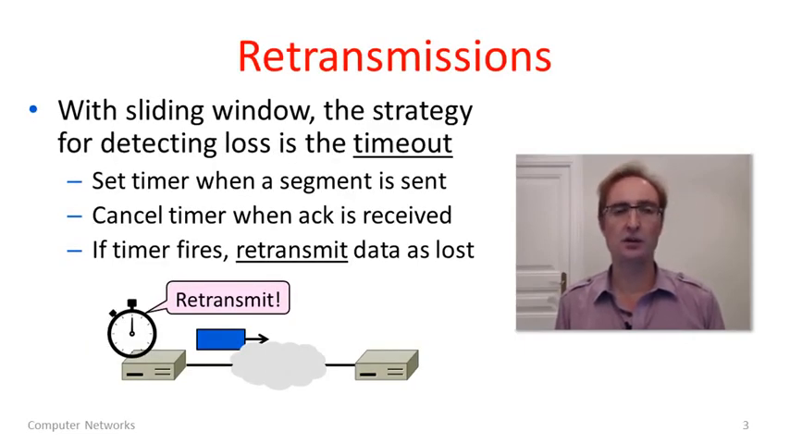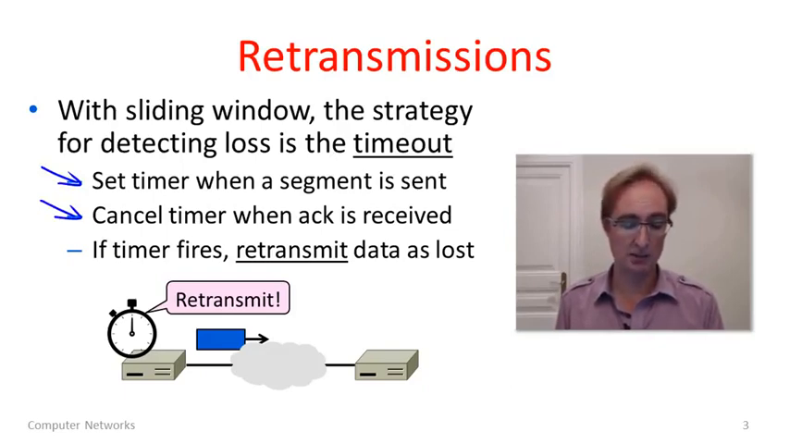Here's the overall context for our topic. We're using a retransmission strategy as part of the sliding window. And the way in which we detect loss and hence decide to retransmit is by using a timeout. So we simply set a timer when a segment is first sent. And if an acknowledgement comes back, this is the normal case, then everything's good and we can cancel that timer.